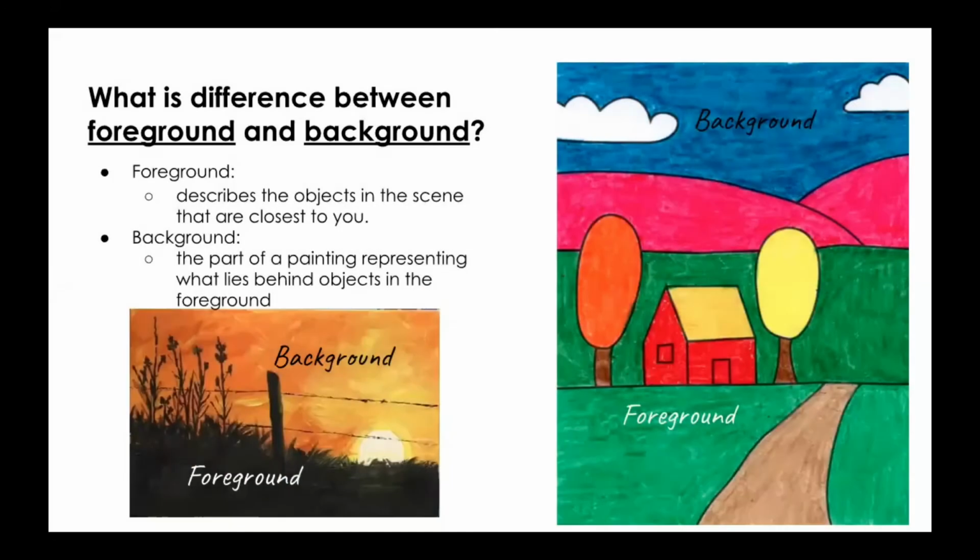Lastly, what is the difference between foreground and background? Foreground is a part in front of everything else and has the most detail. It describes the objects in the scene that are closest to you. And background is a part representing what lies behind objects in the foreground. For example, on the left painting, the foreground would be the fence and grass, while the background is a beautiful sun and sunset. Let's practice one on our own.